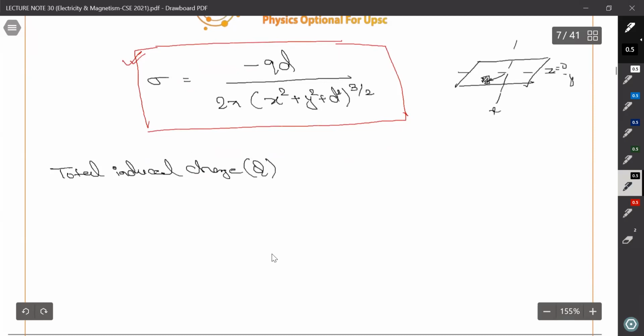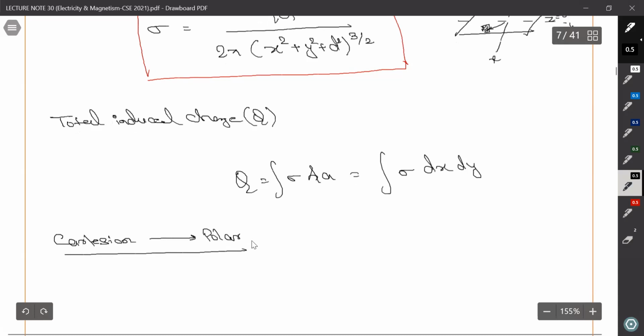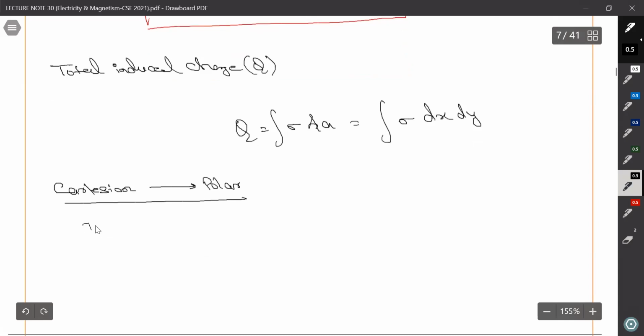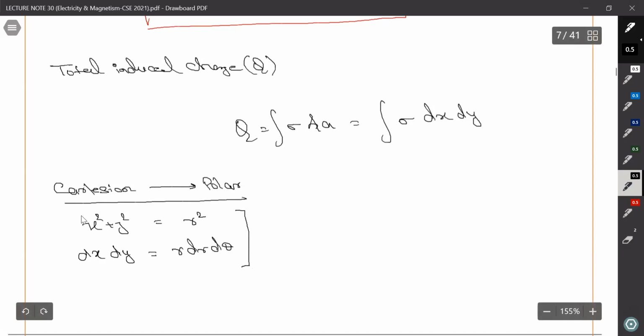Just integrate over the area. So Q will be what? Sigma into dA. dA is what? Sigma into dx into dy. Simply. Right? Now let's move this Cartesian coordinate to polar, because it will be easier, right? So we know that in Cartesian to polar we can write that x square plus y square is equals to r square, right? Dx into dy is basically r dr into d theta, or d phi, whatever you want to say. Simply put this value. So sigma will become the function of r.